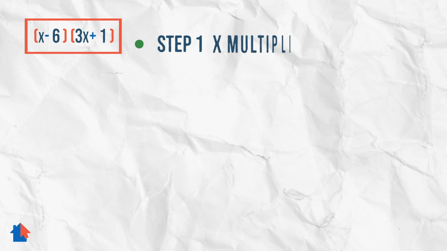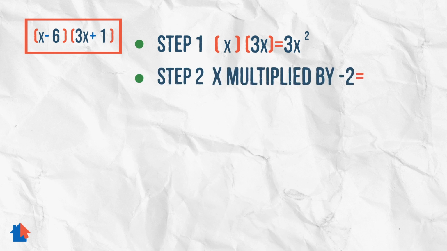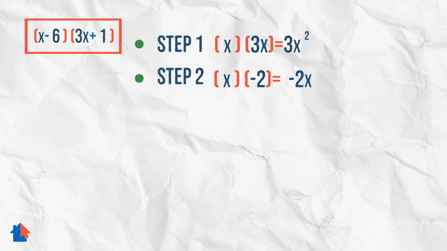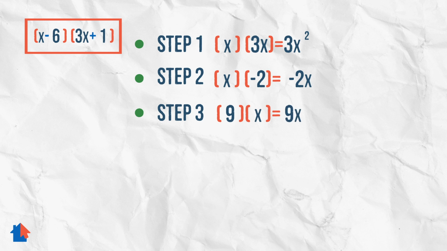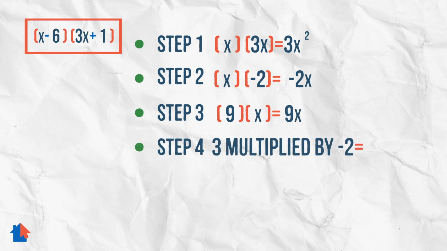Step 1. x multiplied by 3x equals x times 3x equals 3x squared. Step 2. x multiplied by negative 2 equals x times negative 2 equals negative 2x. Step 3. 3 multiplied by 3x equals 9 times x equals 9x. Step 4. 3 multiplied by negative 2 equals 3 times negative 2 equals negative 6.